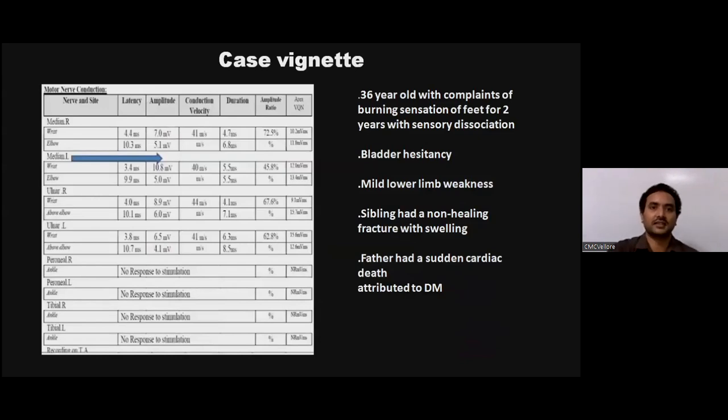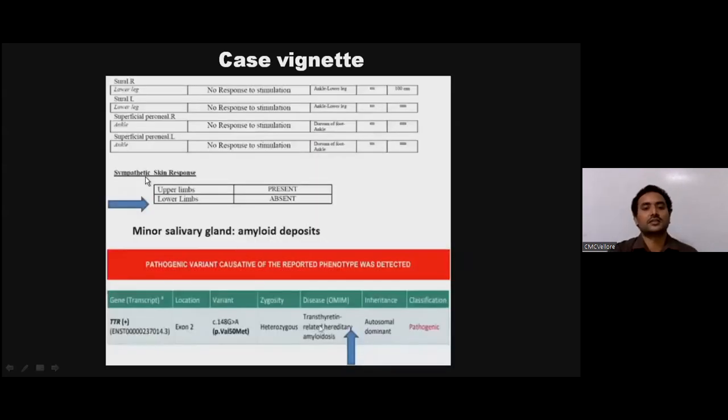It is given. So coming to the conductions here, we can see that there is a conduction block in the left median, and there are some conduction velocities around 38 to 40, but distal latencies are all okay. So here we found out after doing the minor salivary gland biopsy, we had amyloid deposits, and genetic studies showed transthyretin related hereditary amyloidosis.